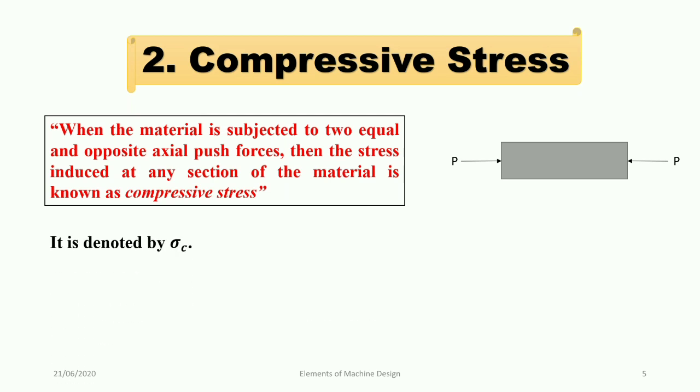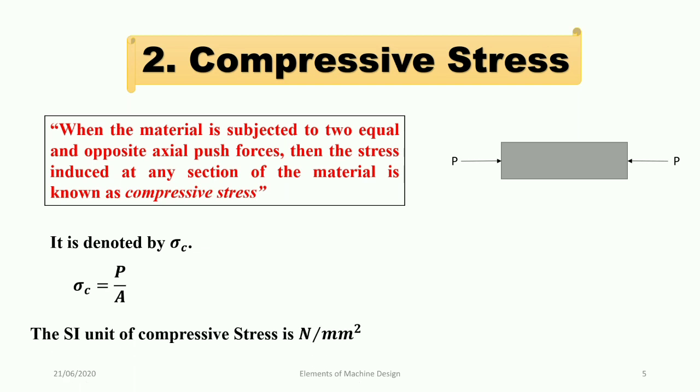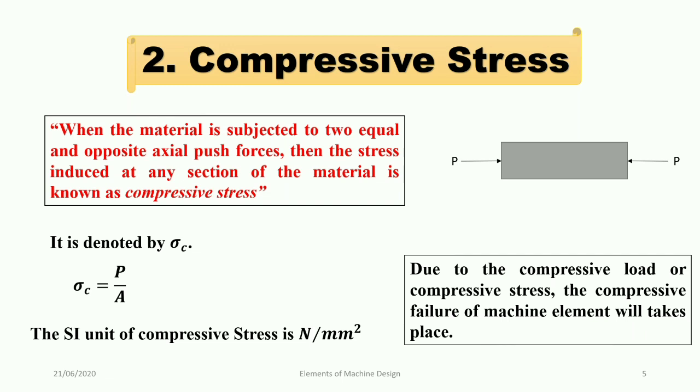It is denoted by sigma C. Sigma C is equal to P divided by A, and the SI unit of compressive stress is Newton per mm square. This sentence is very important: due to the compressive load or compressive stress, the compressive failure of machine element will take place.